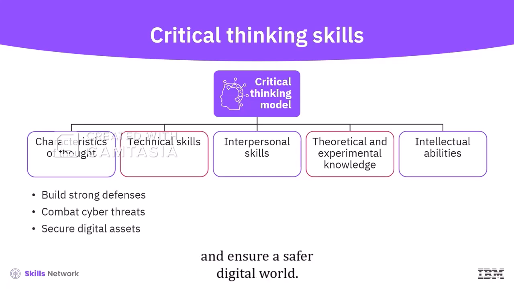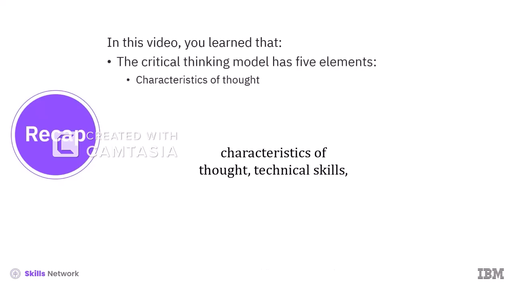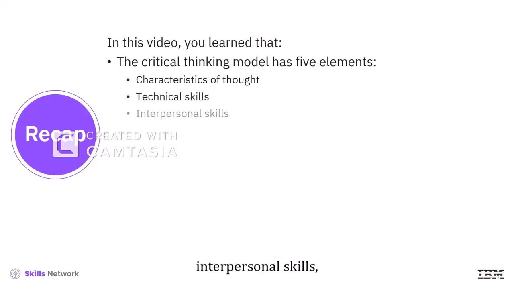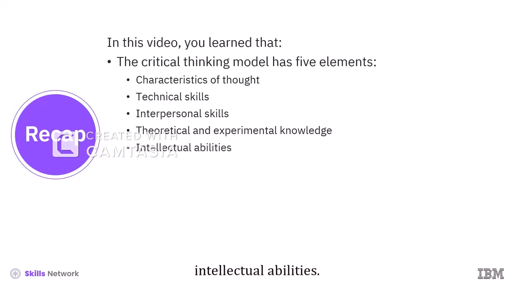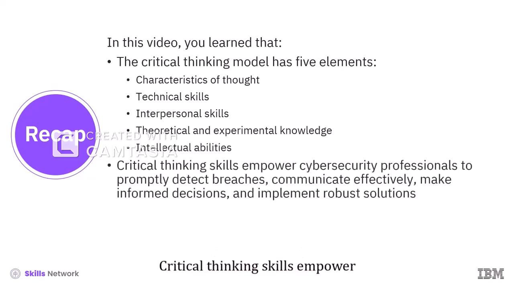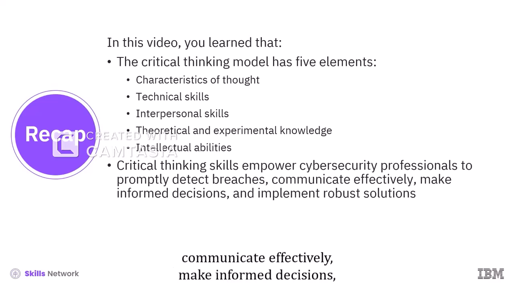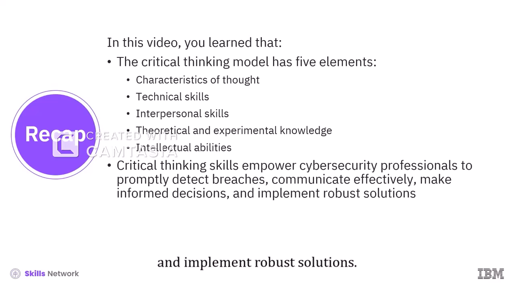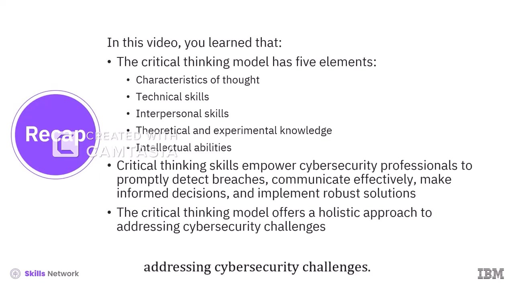In this video, you learned that the critical thinking model has 5 elements: characteristics of thought, technical skills, interpersonal skills, theoretical and experimental knowledge, and intellectual abilities. Critical thinking skills empower cybersecurity professionals to promptly detect breaches, communicate effectively, make informed decisions, and implement robust solutions. The critical thinking model offers a holistic approach to addressing cybersecurity challenges.